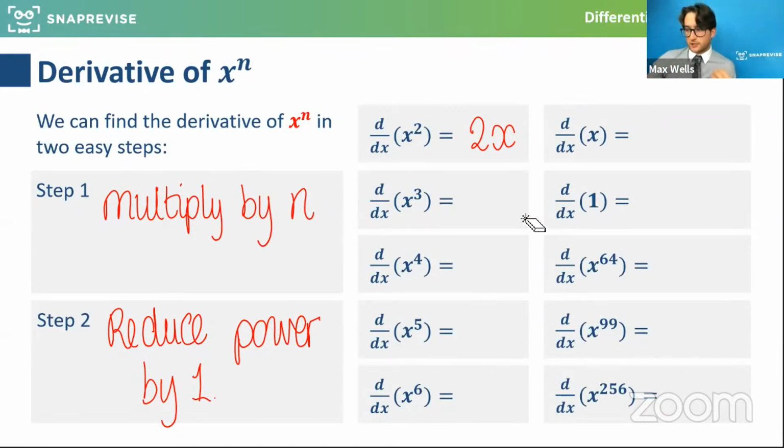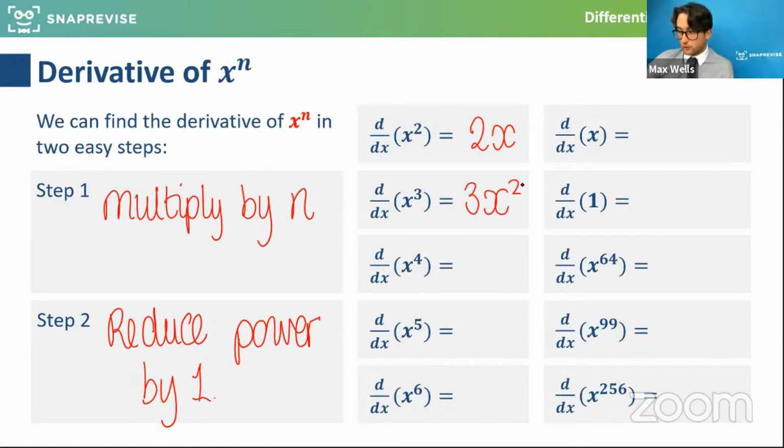So x cubed, can anyone tell me what that would differentiate to? So we times by the power, reduce the power by 1. So the derivative of x cubed would become what? So we're going to times by the power, drop the power by 1. So that is called differentiation, and we're finding the derivative. So that would become 3x squared. Brilliant. 3x squared is the derivative of x cubed.